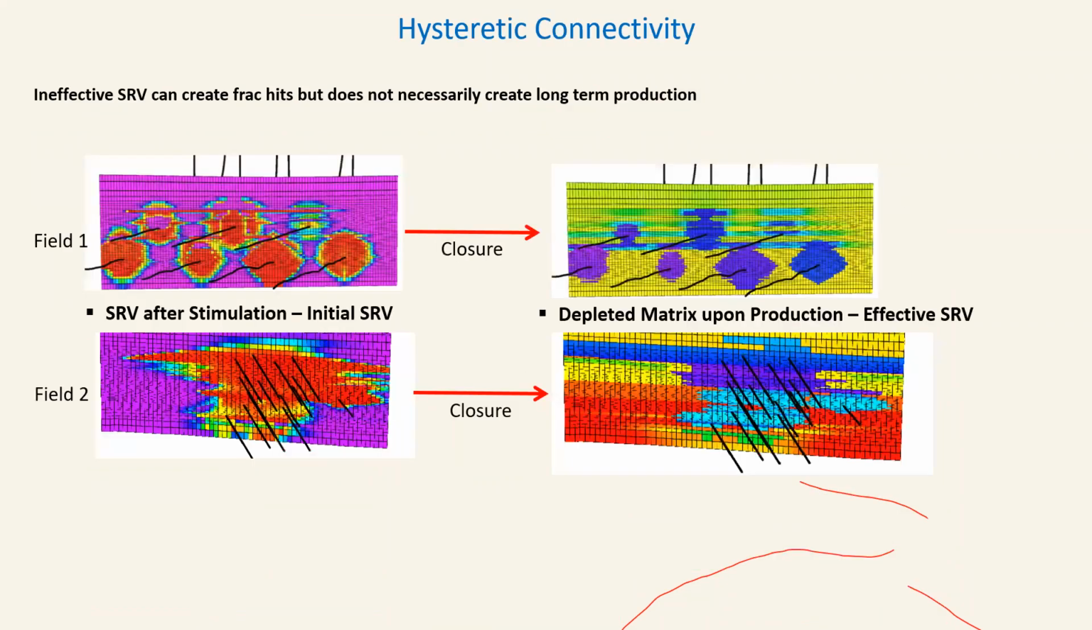So what do I mean by effective stimulated rock volume? What that means is rock volume that has sufficient complexity to drain the matrix rock.